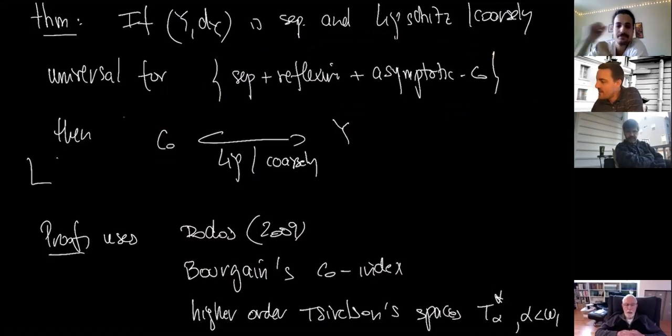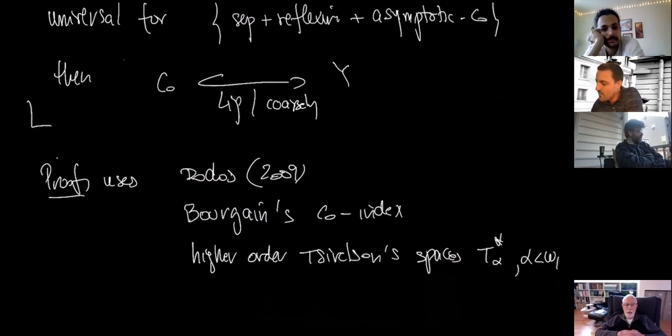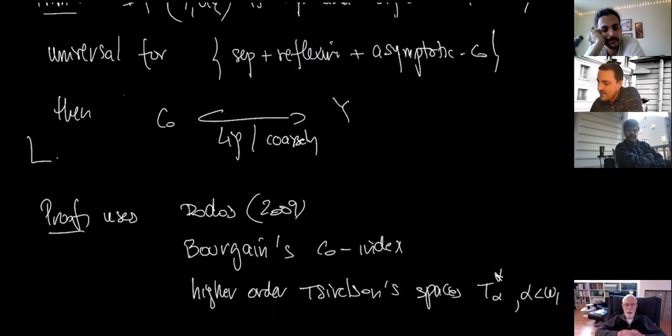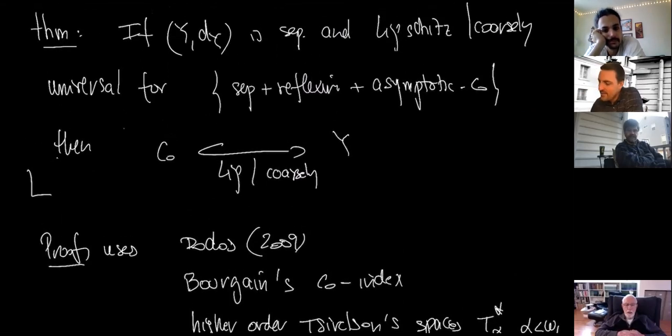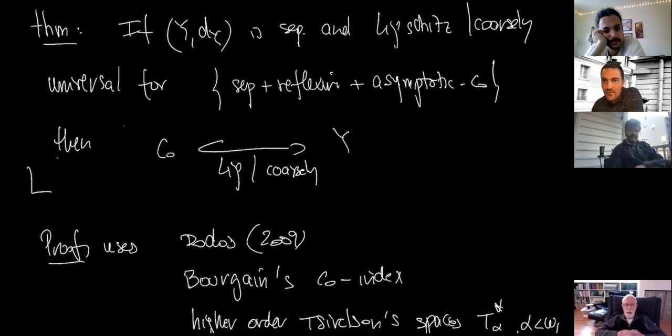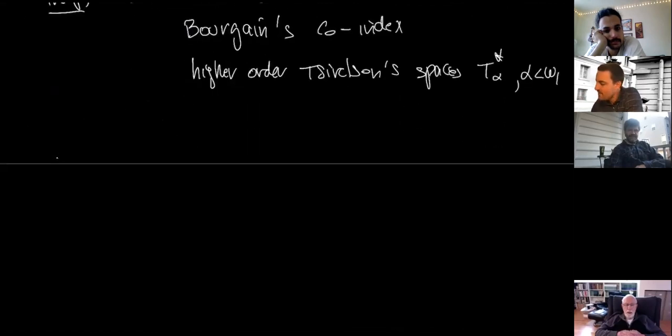So my main goal today is to show you how we can prove results of this type in a purely metric setting, not using this sophisticated tool of strongly bounded classes, but only Bourgain's index theory, in a nonlinear setting.